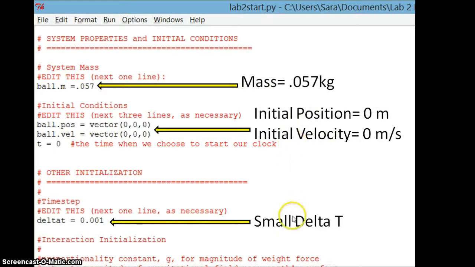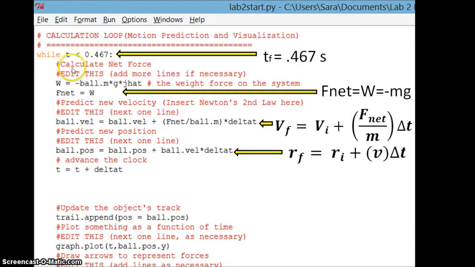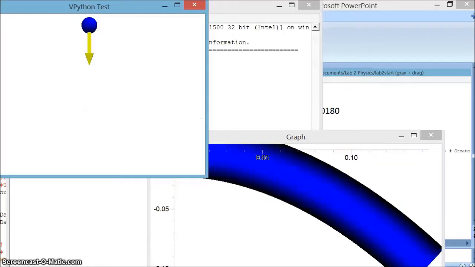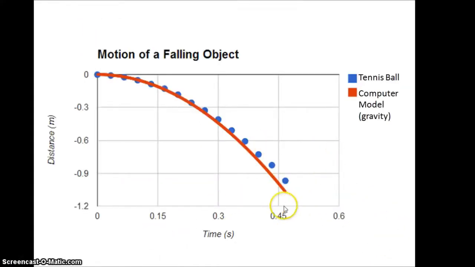Here's the initial conditions and our small delta t, more initial conditions and our direction, and finally the while loop where our iteration happens. Here's our final time, the net force, which we're calling gravity, or negative mass times the gravitational constant, and here's the two equations we want the computer to use, Newton's second law and our rewritten definition of velocity. This is the program's prediction of the tennis ball's motion. The data is plotted here, and it's a pretty good fit. But let's see if we can come up with a model that does a better job of predicting the motion towards the end of the time interval.